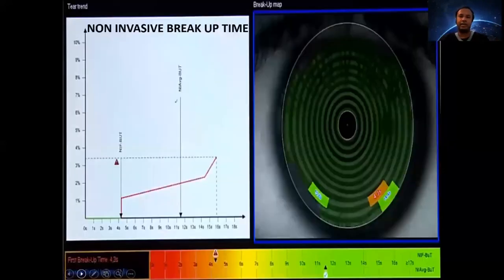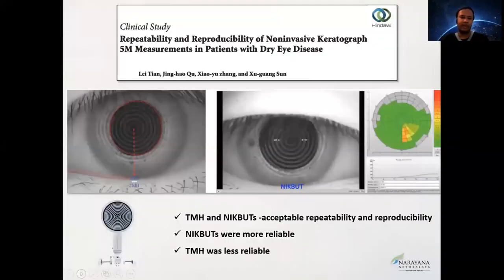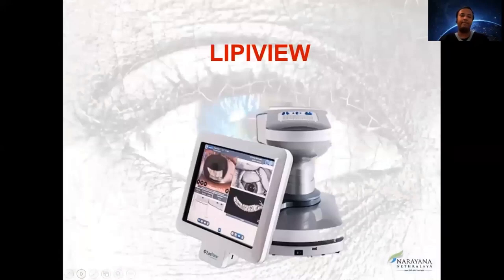The Oculus Keratograph, Oculus is a topographer. It is a combination of a Scheimpflug device and a Placido topographer. Like I said, a Placido device will give you a non-invasive breakup time. An important aspect of these devices is repeatability. There have been a lot of studies which have compared the reproducibility and the repeatability of the non-invasive breakup time across devices, and it was quite repeatable.